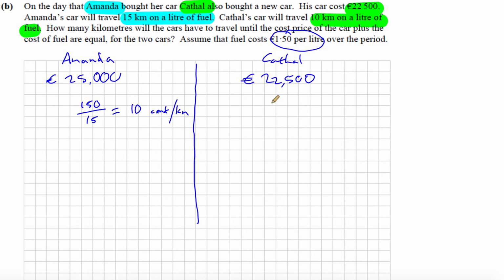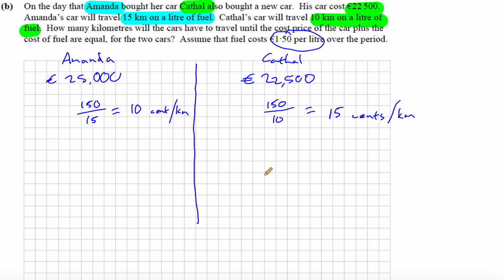So if we do the same over here for Cathal, again the price is 150, but Cathal gets 10 kilometres per litre. So 150 divided by 10 is 15 cents per kilometre.